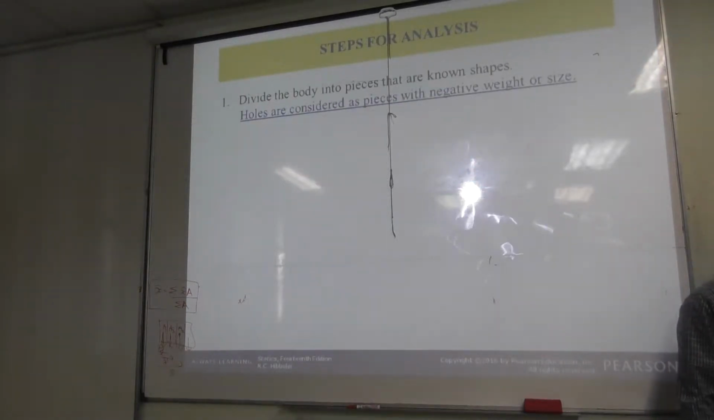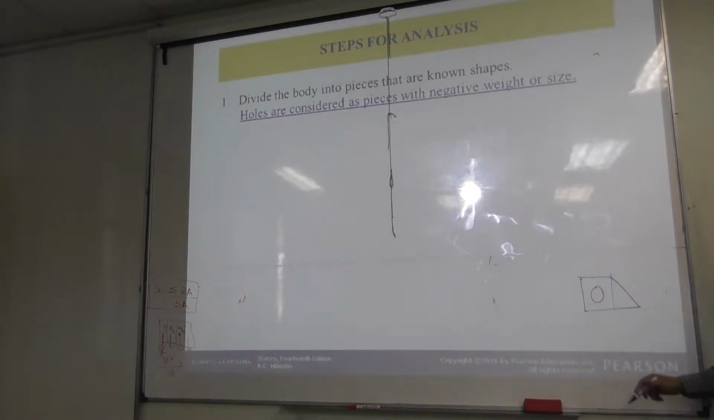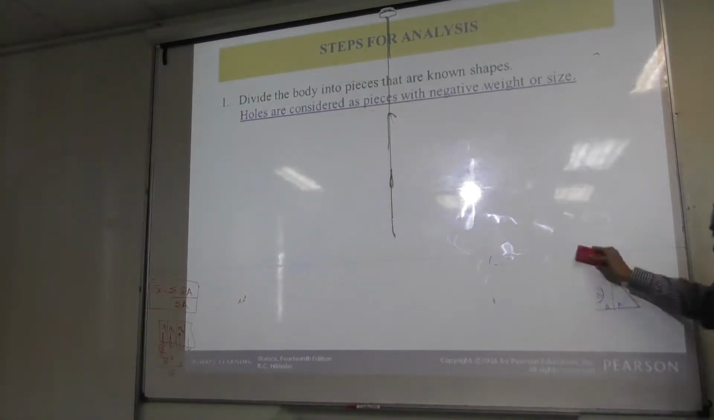Okay, for the steps of analysis, basically you divide into pieces of known shapes, and holes are considered as pieces with negative weight or size. For example, you will have a simple shape like this, so it's just simply adding these two. Or if you have a hole here, meaning this area is actually a minus area. In the end, when you do the summation, this plus this minus that one. The same goes with mass, weight, etc. So that is what it means here.